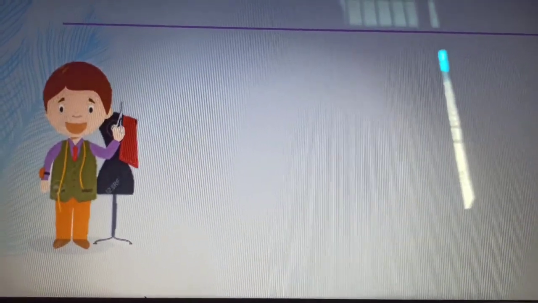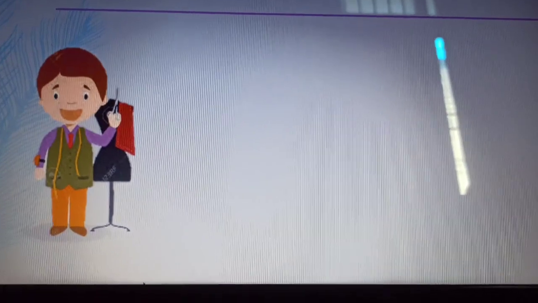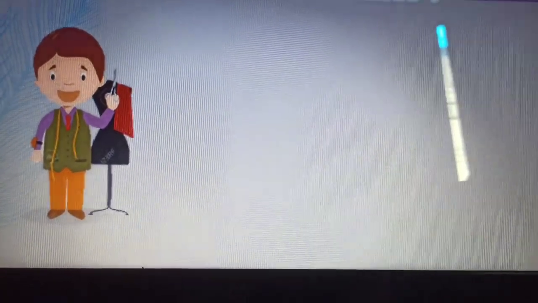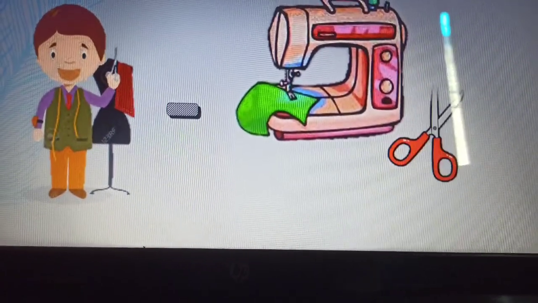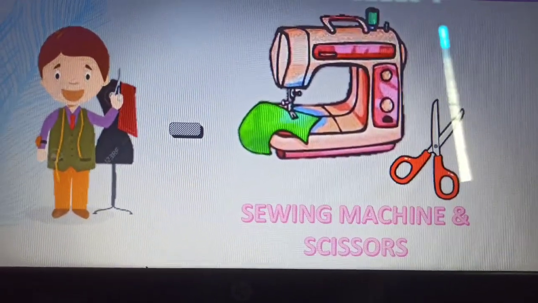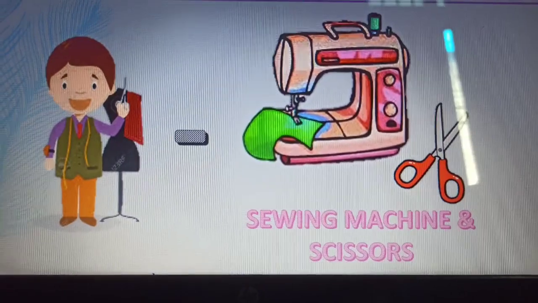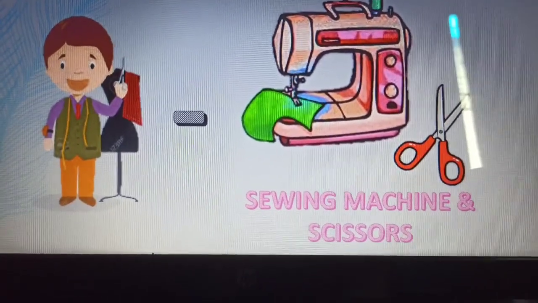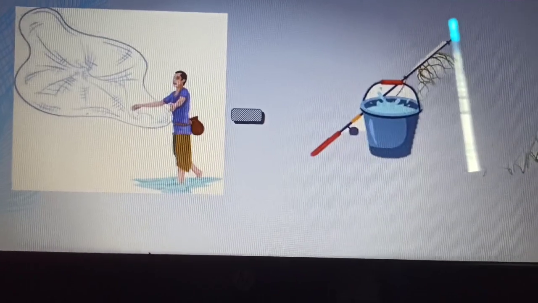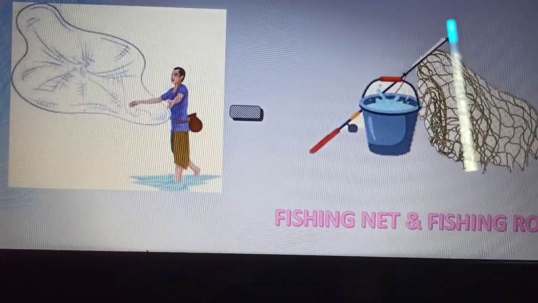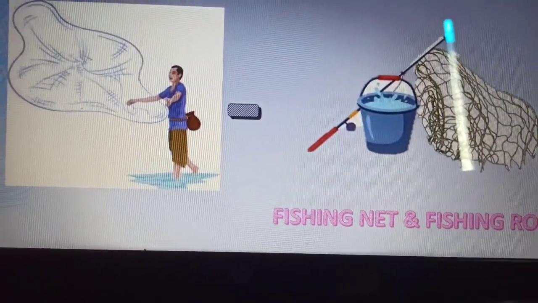Now next we have tailor. And what do you remember when we talk about tailor? Stitching. Okay, so what things are required while stitching? Sewing machine and scissors, and you can say thread, needle also. Now next we have fisherman, because he has to catch fish. So what things are required? Fishing net and fishing rope.